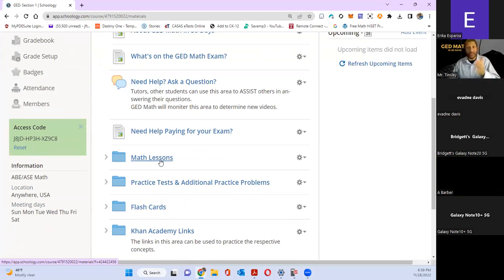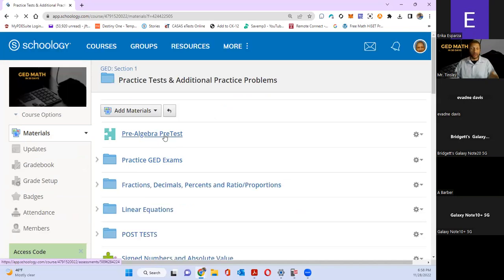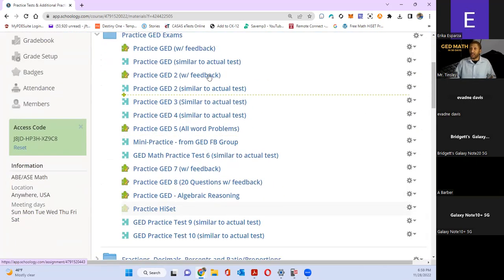I have an online textbook in math lessons, but I have additional practice problems right here. So two things I have, pre-algebra. Do you know the concepts before algebra? You should get an 80 on that pretest. If you can't, then don't even take a practice test, work on those concepts first. But here I have a whole plethora of GED practice exams. I have 10 full practice tests. Now, if you notice, some have feedback, some say similar to actual tests.